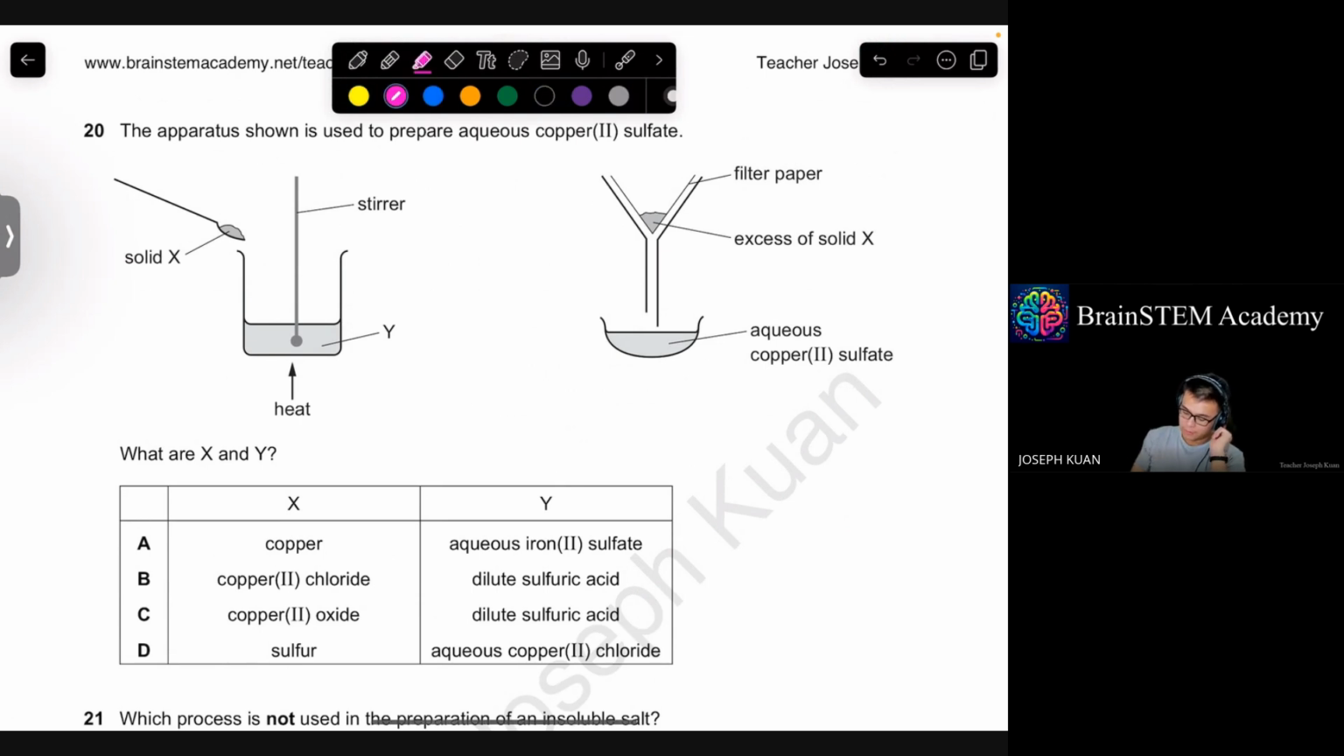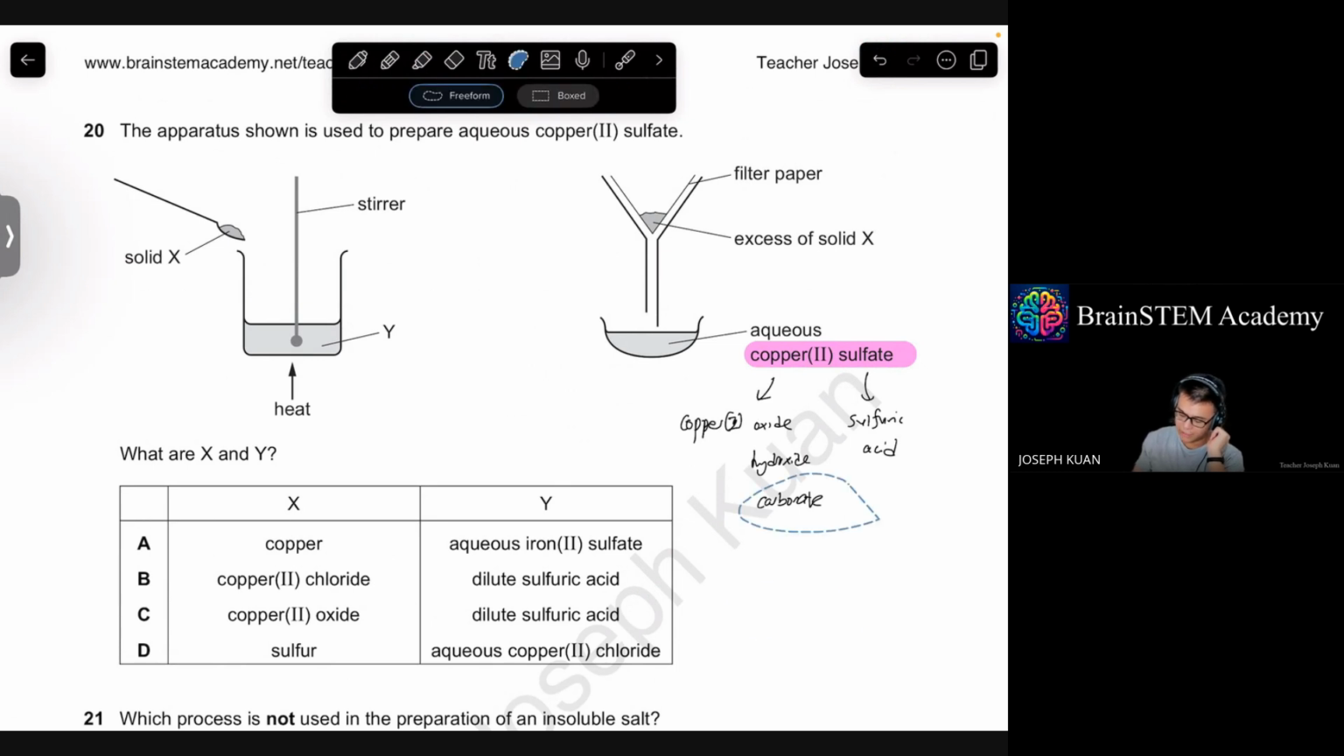We're trying to form a salt here, and it's a copper salt, and it's a sulfate salt. So most likely I need sulfuric acid, and I need copper oxides: copper 2 oxide, copper 2 hydroxide, or copper 2 carbonate. Although it will be easier if you use oxide or hydroxide.